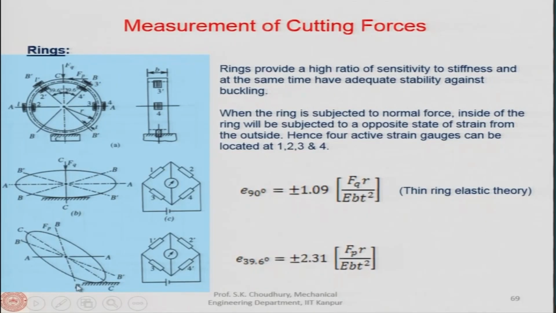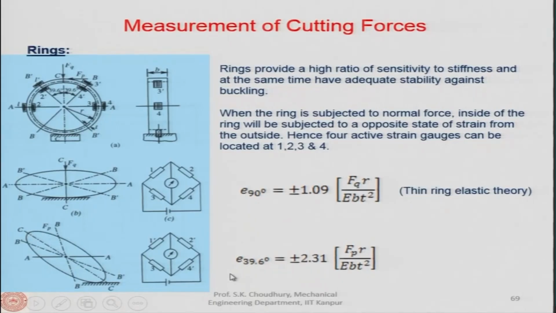Let us see, here we have shown 2 diagrams. When Fp is Fq, the thrust force is acting, and the ring will be deformed in this way. Then the maximum deformation or the maximum strain can be obtained along this axis or along this section, this AA. Similarly, when Fp is acting, that is the tangential force, the ring will be deformed like this.